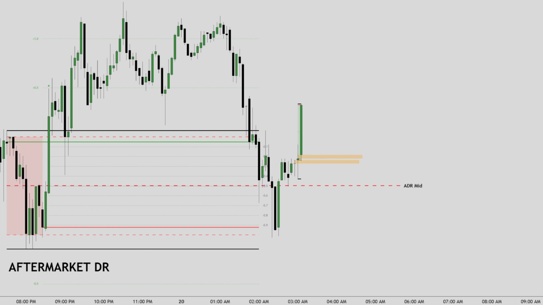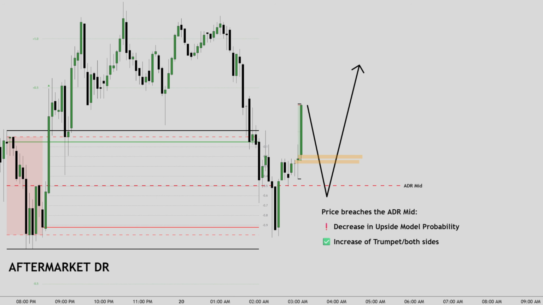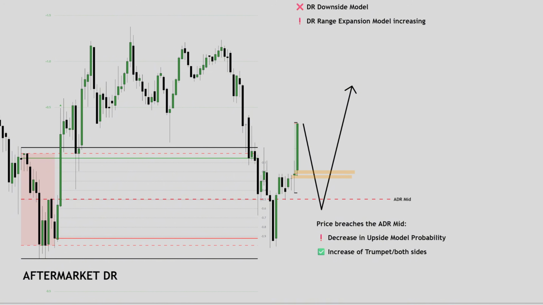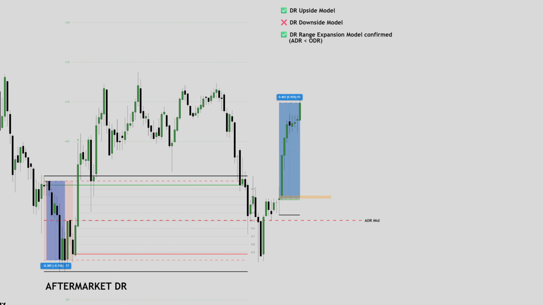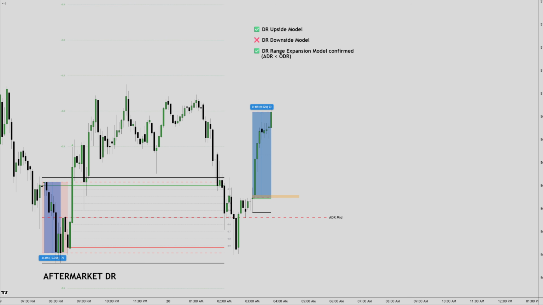That's momentum. The one thing you don't want to see now is the aftermarket mid breached, because that would reduce upside probability and likely turn the day into trumpet-shaped price action. Instead, at 3:40 a.m., price continues higher. What's the next information you get now? That confirms a range expansion model. The overnight session is already expanding beyond the aftermarket size.